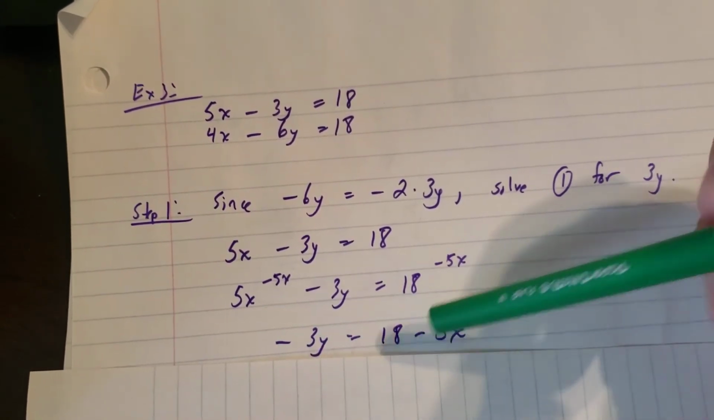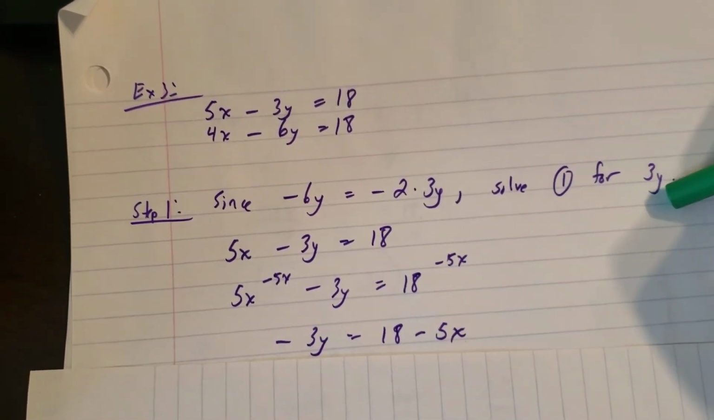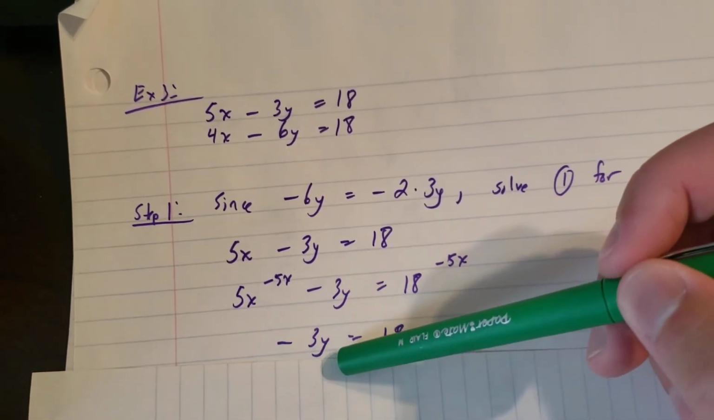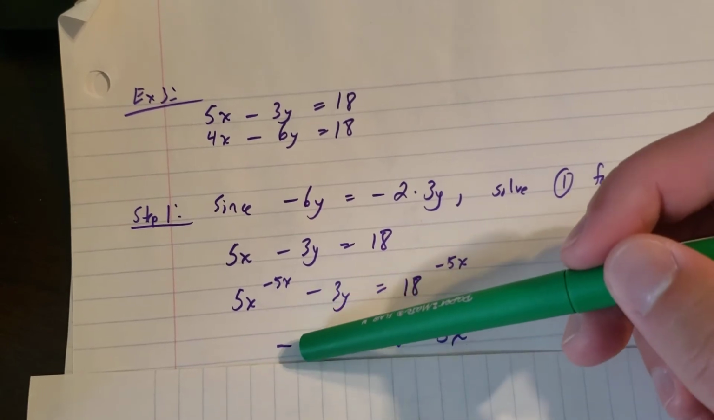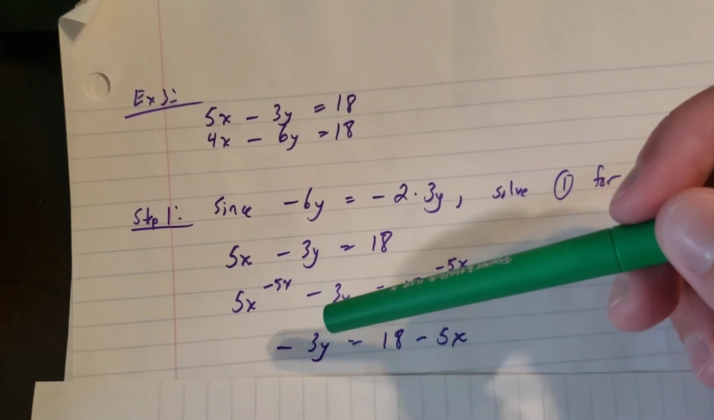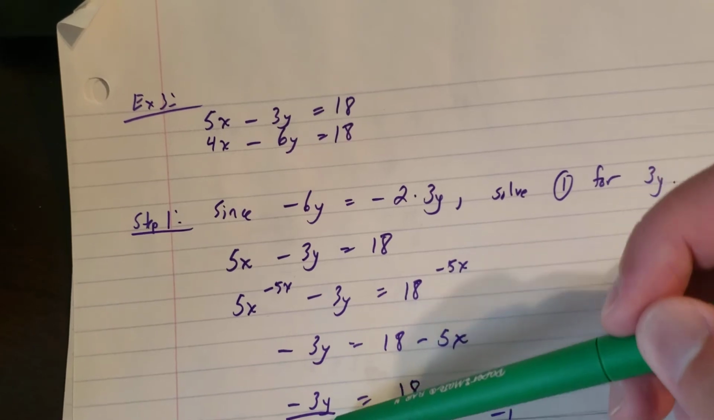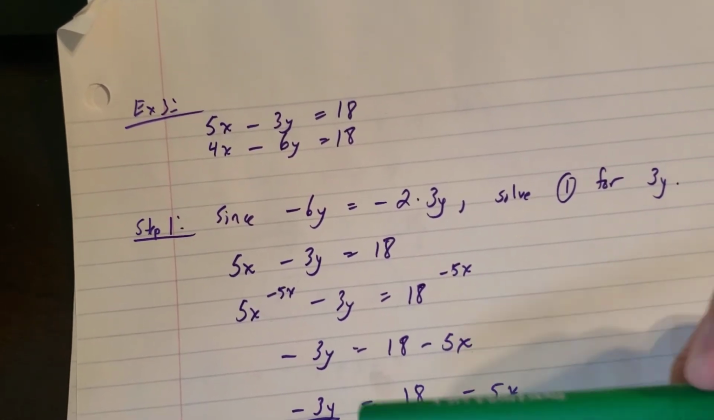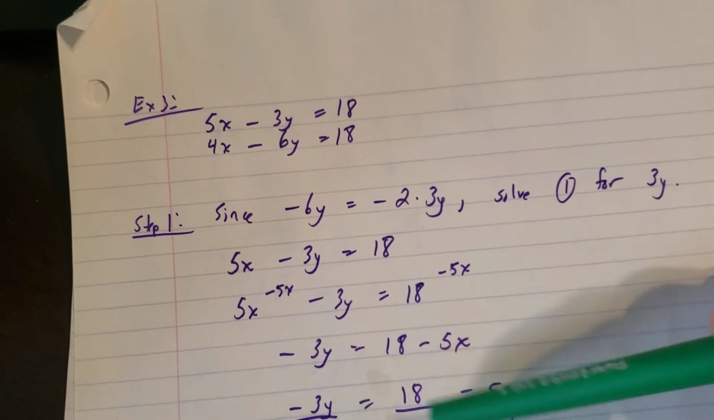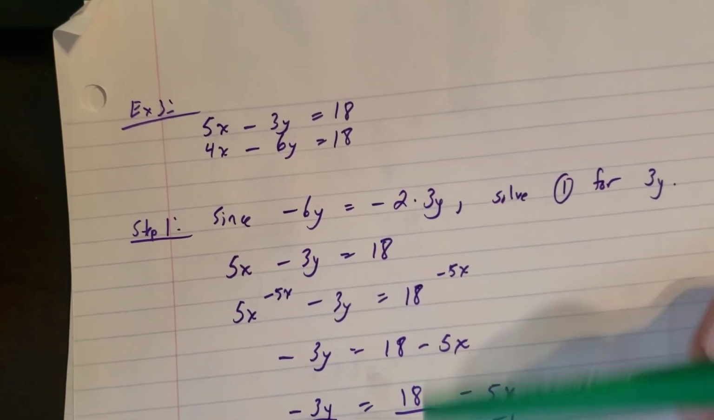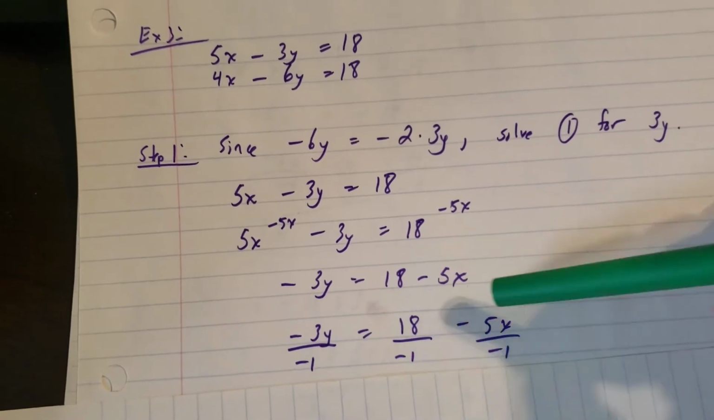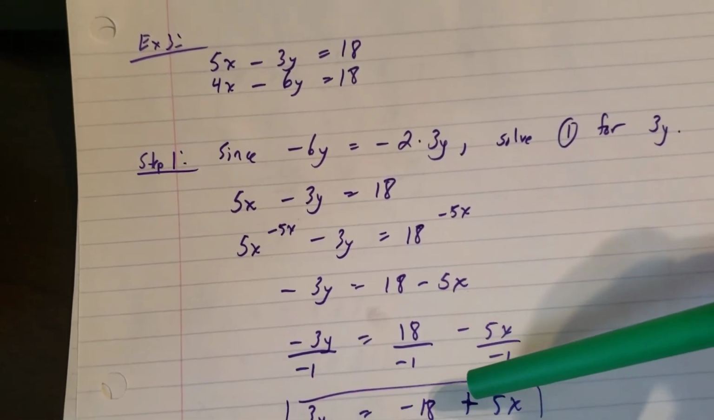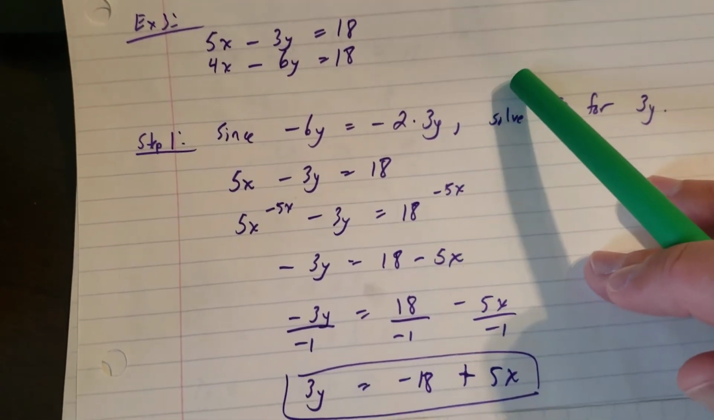This is almost what we want, but remember we wanted to solve for a positive 3y. What I usually recommend is to deal with positives if possible. So get rid of this negative sign. To do that, remember the last example, all I'd have to do is divide by negative 1. So divide everything here by negative 1. This is going to give me a positive 3y, a negative 18, and a positive 5x. So that leaves me with 3y equals negative 18 plus 5x.